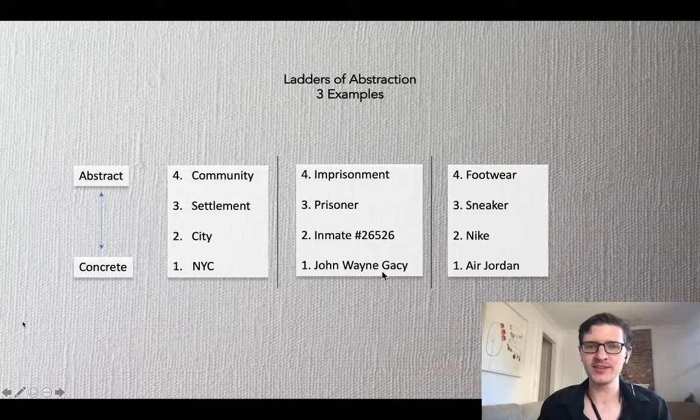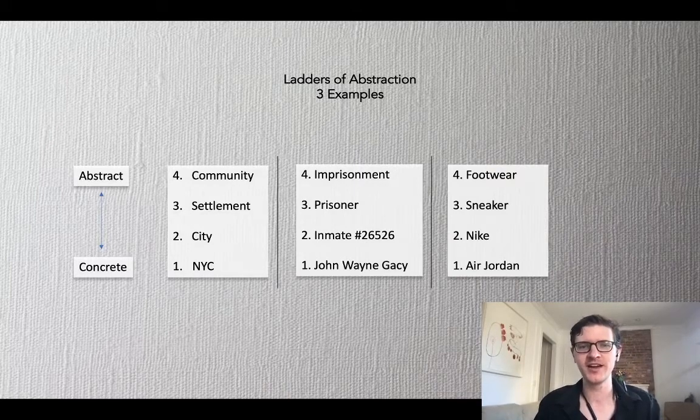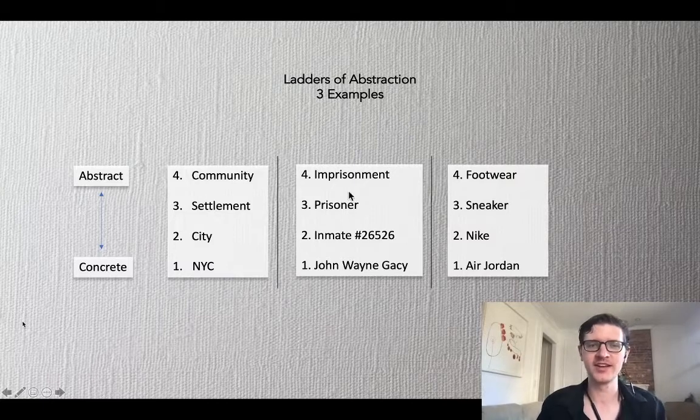This one, John Wayne Gacy, right? The clown serial killer, if you know. That's a specific person, specific name with a specific biography and history, right? He was imprisoned, right? And then he got a new name, right? Inmate number 26526. Right? And this is what happens, right? To prisoners, their specific concrete name is taken away from them to a degree, right? And they're given this new dehumanized name, right? Inmate number 26526. Okay, so they're abstracting them from their humanity here.